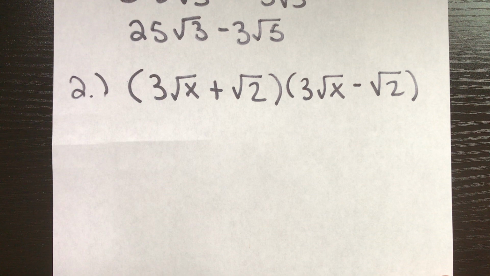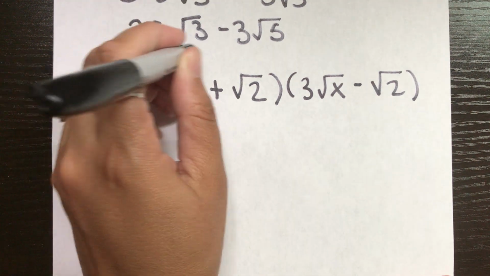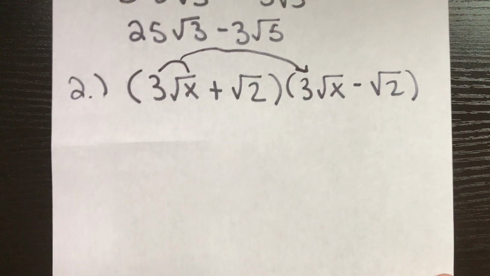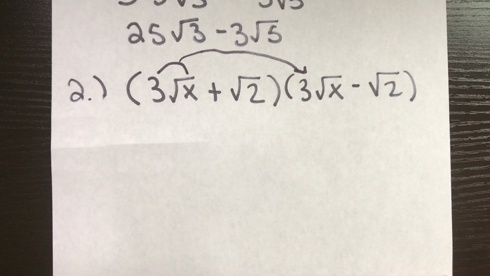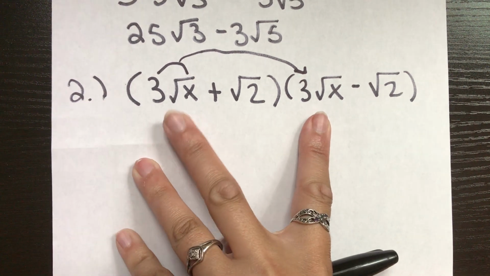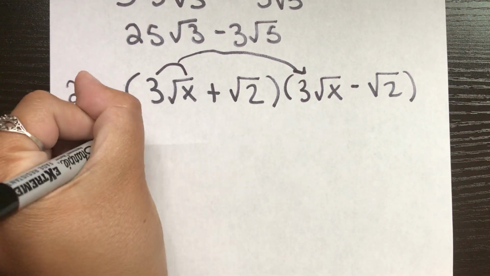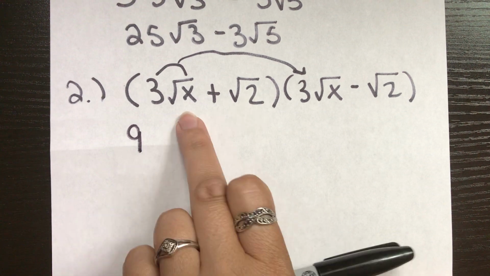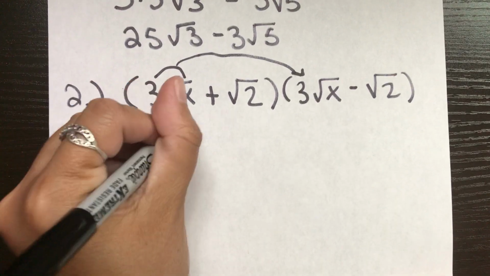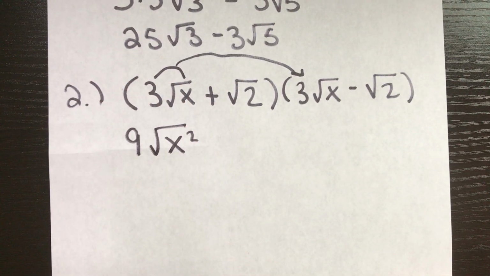There's a shortcut they're going to show you, but I say you just do this like you would do FOILing normally. So 3 square root of x is going to get multiplied, I'm going to do one arrow at a time, to 3 square root of x. And when you multiply these two terms, you do the 3 times the 3, which is 9, and the x times the x, which is x squared. And I'm going to leave that for a minute.